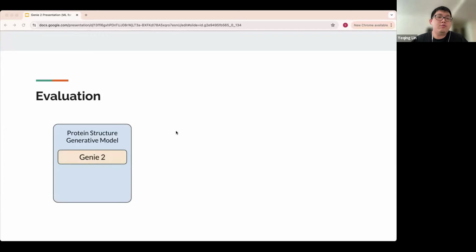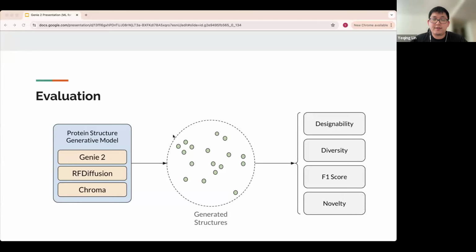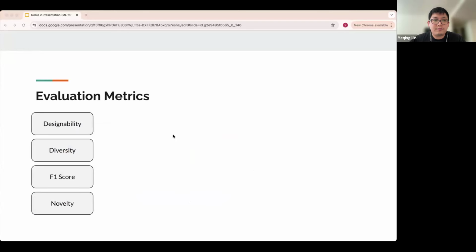with both RF diffusion and Chroma. RF diffusion is widely considered the existing state-of-the-art protein structure diffusion model, and we are able to show that we can generate much more with equal designability and much higher diversity compared to RF diffusion. So basically, for each generative model, we sample a set of structures and evaluate this set based on a set of 4 metrics, which are designability, diversity, F1 score, and novelty. We'll discuss these metrics in more detail.